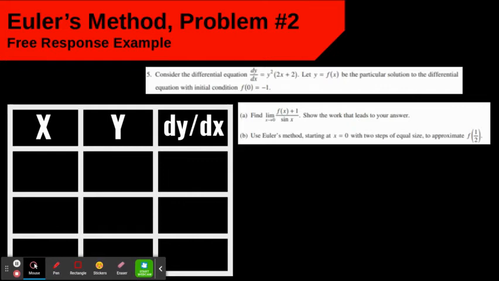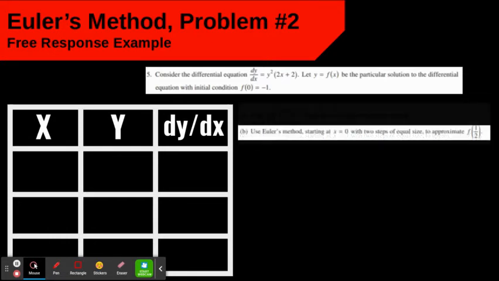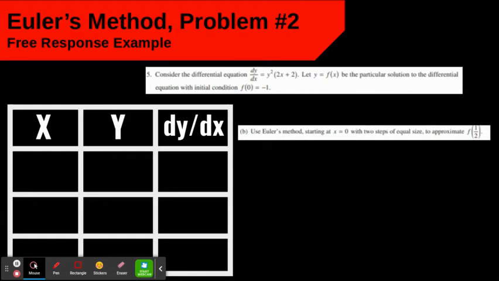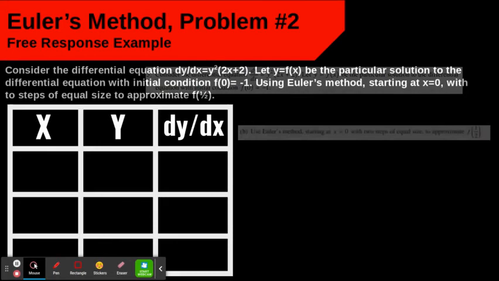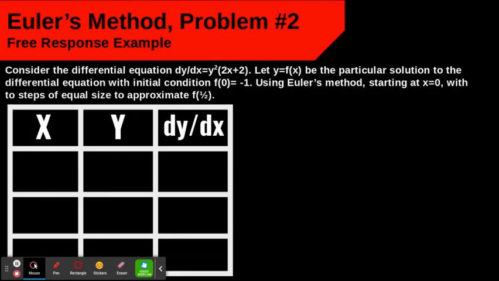Part A of question 5 is irrelevant to Euler's method, so we'll cross that out. Part B, the actual question, says, use Euler's method starting at x equals 0 with two steps of equal size to approximate f of 1/2. I'll retype this into clearer text so it's easier to read.